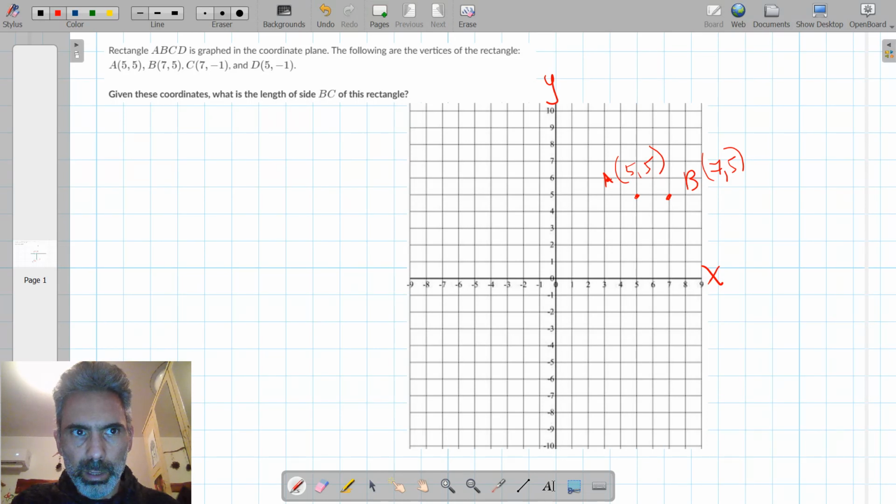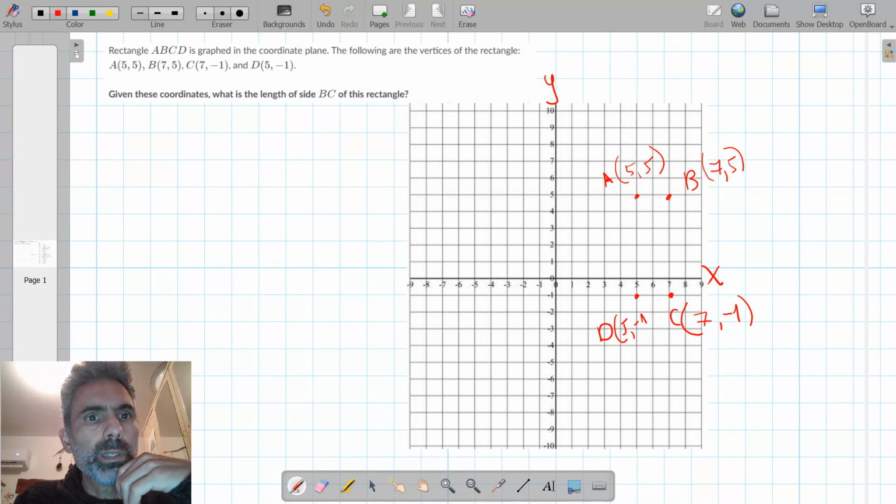Point C is 7 on the x-axis and -1 on the y-axis. So this is point C, 7 and -1. So D is x 5 and y -1. This is point D, 5 and -1.